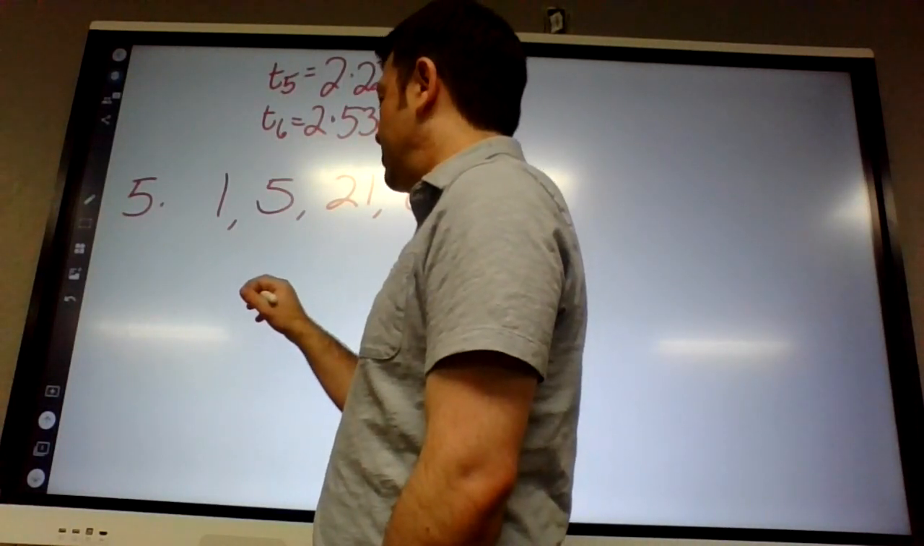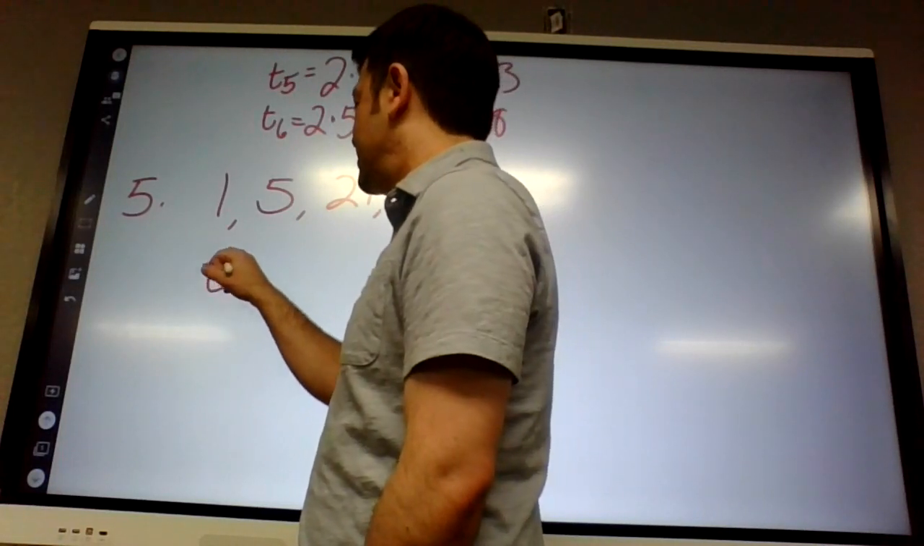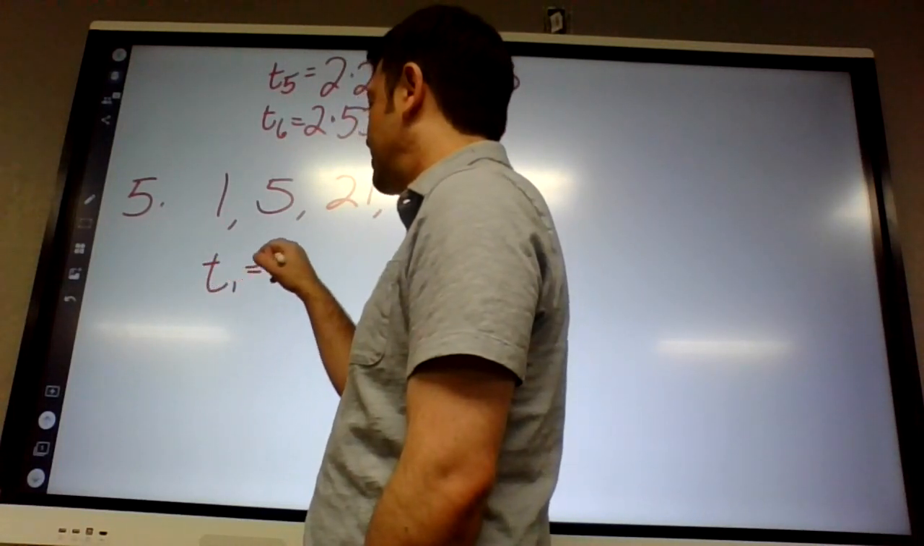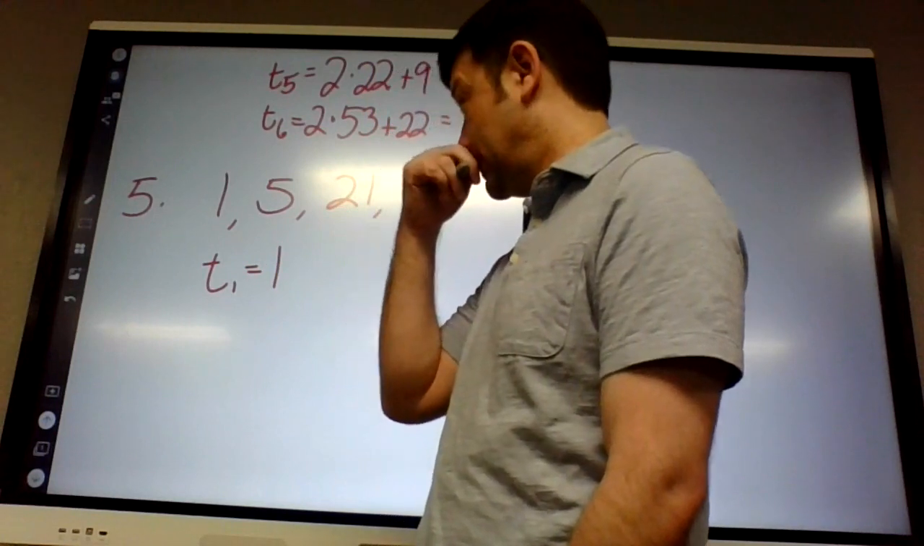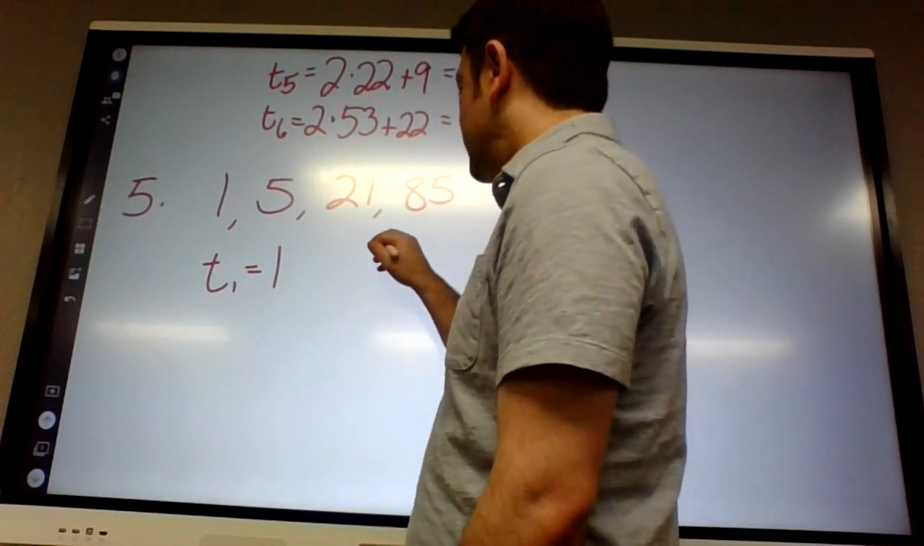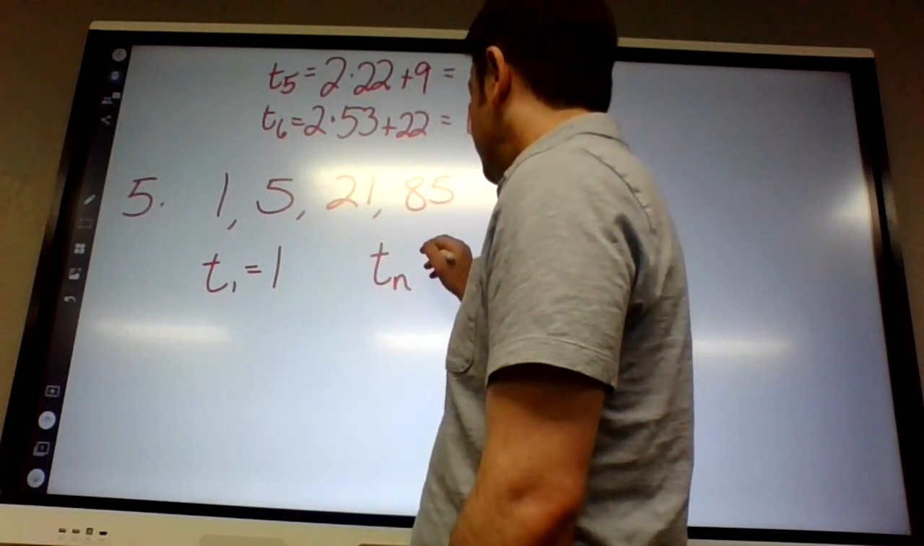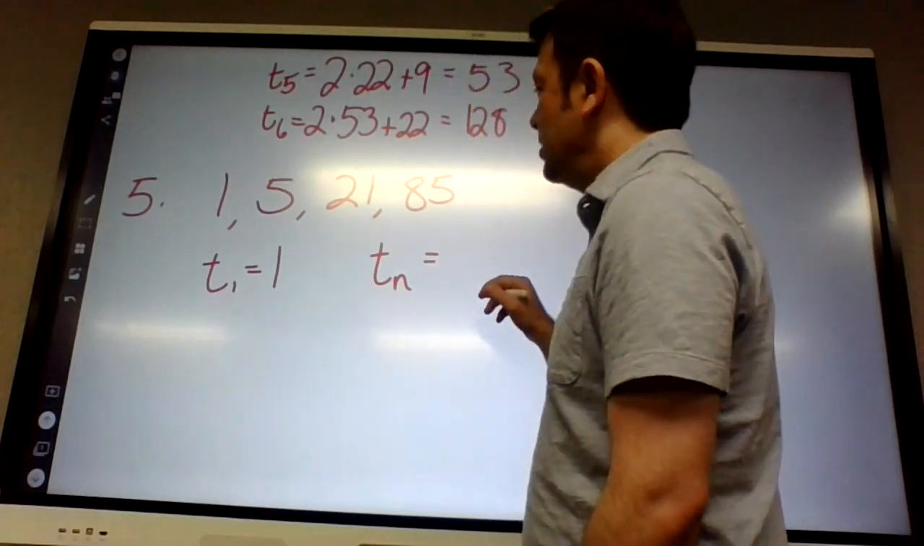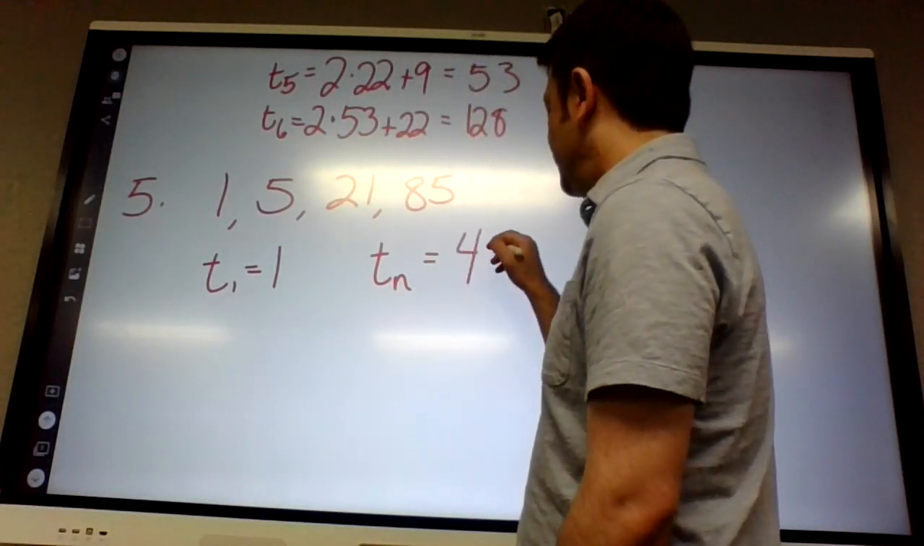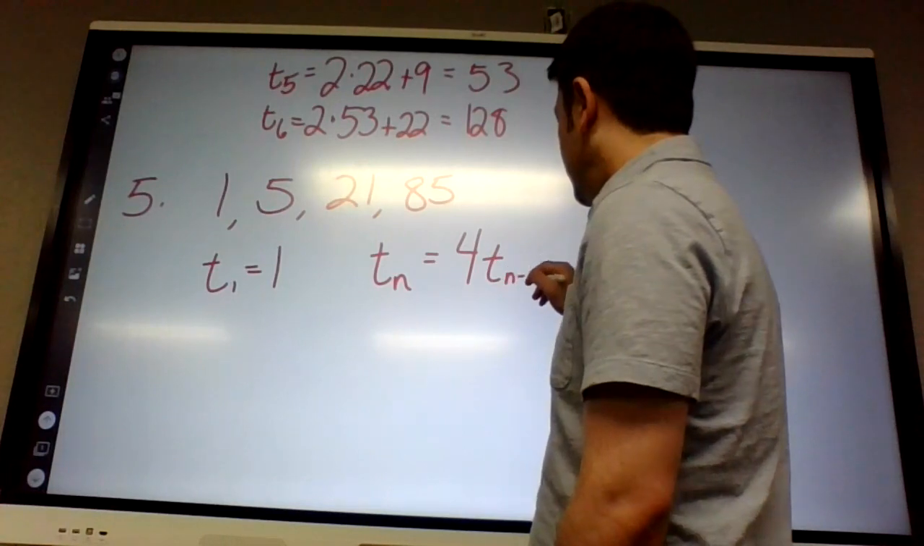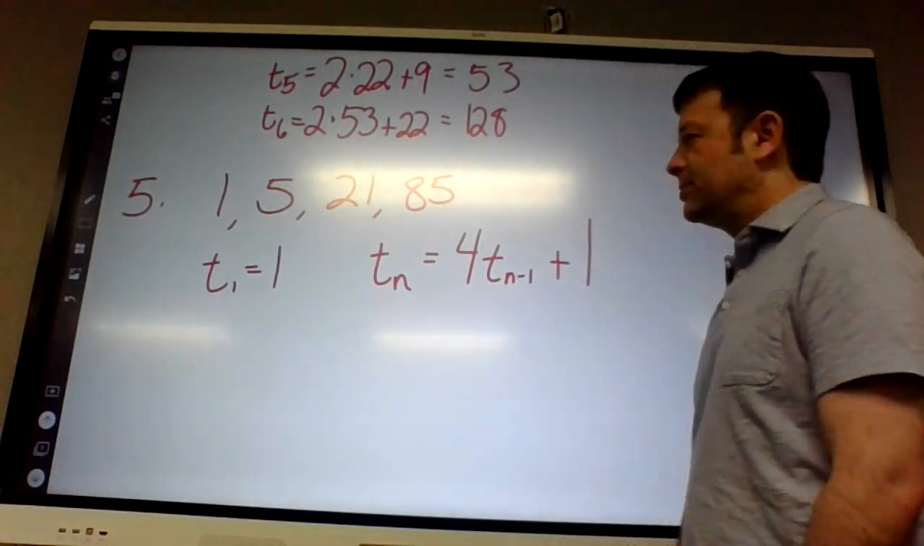So remember on recursive, you have to start by defining the first term. You're supposed to anyway. So 4 times the previous term plus 1.